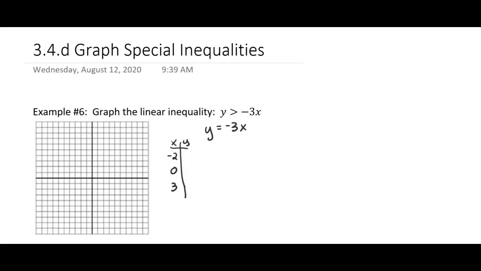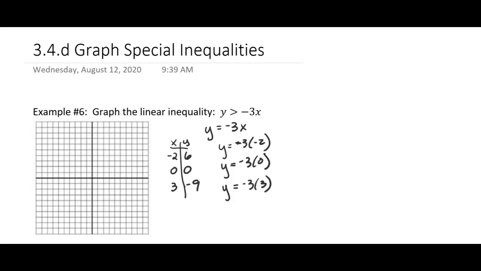But if you plug in negative 2, we're saying y equals negative 3 times negative 2, which is 6. And if you plug in 0, y equals negative 3 times 0, which is 0. And if you plug in 3, you get negative 3 times 3, which is negative 9. Okay, now I can graph those ordered pairs.